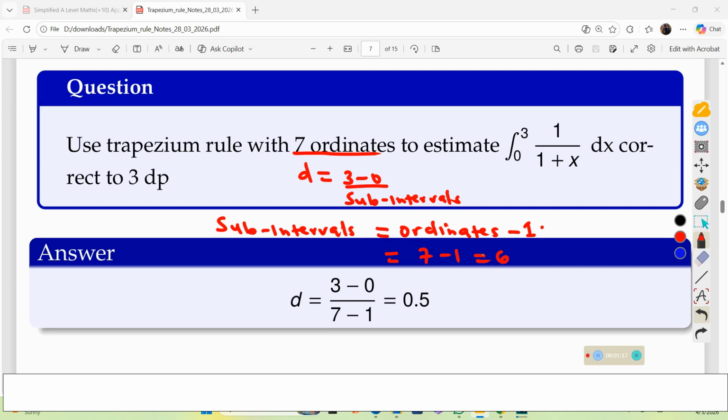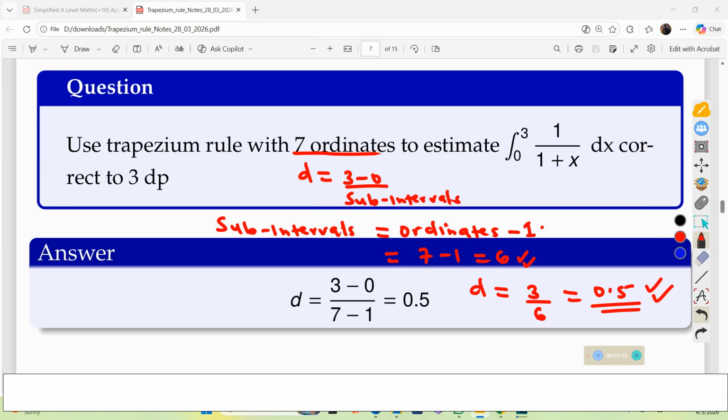That will give us 6. So when we are looking at d, we are looking at 3 minus 0, which is 3, divided by the subintervals, which are 6. And this will give us 0.5. So this will be the value that we shall consider as our d. Don't get 3 minus 0 divided by 7. 7 is representing ordinates, and the relationship between subintervals and ordinates is that subintervals are equal to ordinates minus 1. So that will give us the d.